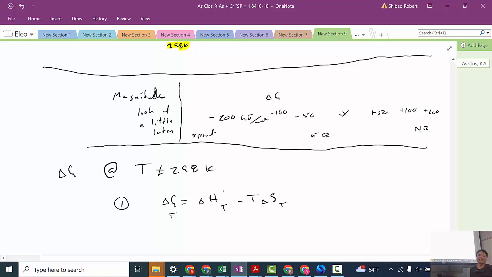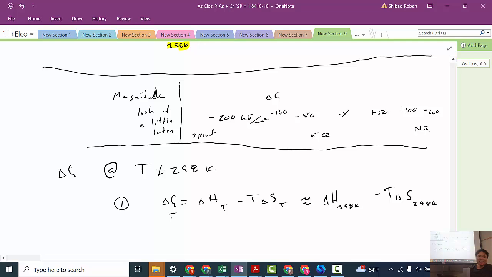Maybe we could get delta H. There are different ways of getting delta H, right? So we probably can get delta H at a temperature not equal to 298. For example, delta H is equal to T delta S at phase transitions, that kind of stuff. There are other equations that we can do. But what we're going to do is we're going to say this. This is going to be approximately equal to delta H at 298 Kelvin minus T delta S at 298 Kelvin.